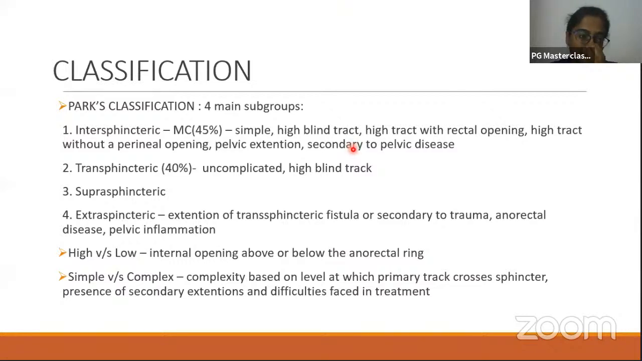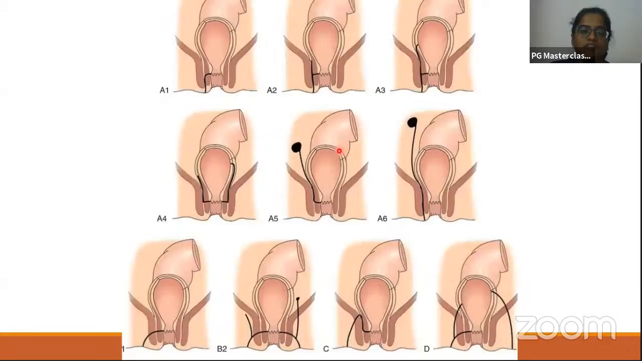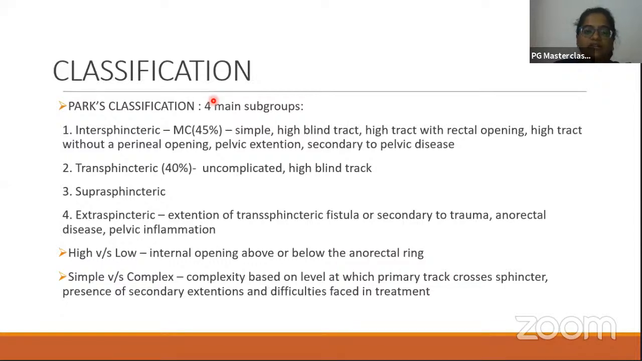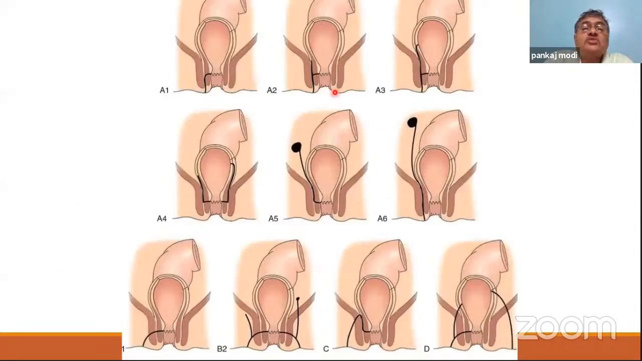Most common is the intersphincteric fistula, followed by the transsphincteric. In intersphincteric, we have the simple type, which I just described. It has an external opening and only crosses the internal sphincter. Then we have the high blind tract. Yes, go back. Yes, that's what I was talking about. Do you understand? And what is the cause of this fistula commonly? These two are commonest.